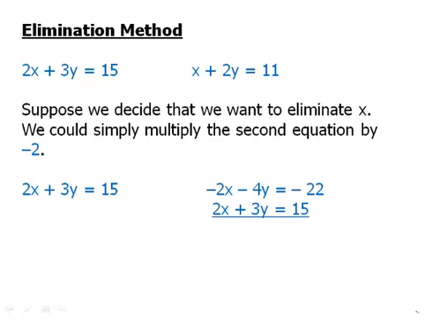Then we'll add the two equations. The negative 2x and the positive 2x will cancel. We'll get negative y equals negative 7. Multiplied by negative 1, we get y equals 7. Then we could plug in and solve for x. So that is one way to solve using the elimination method.